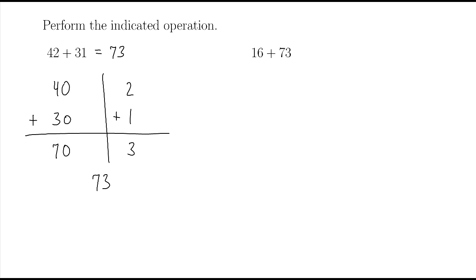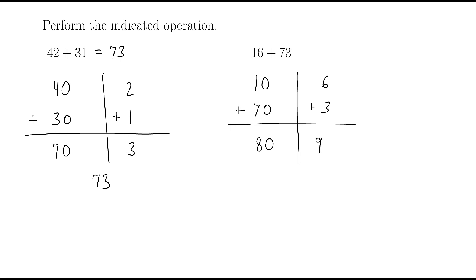Okay, let's do the same thing with 16 and 73. Okay, 16 is 10 and 6. 73 is 70 and 3. So we'll add those together. 10 plus 70 is 80. And 6 plus 3 is 9. So 80 and 9 is 89.